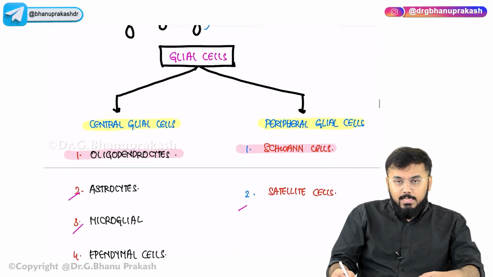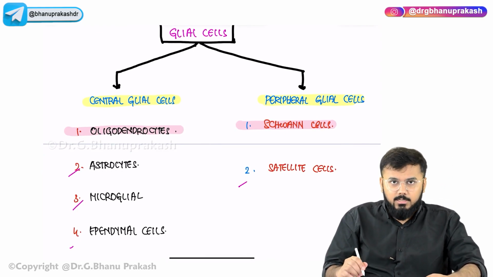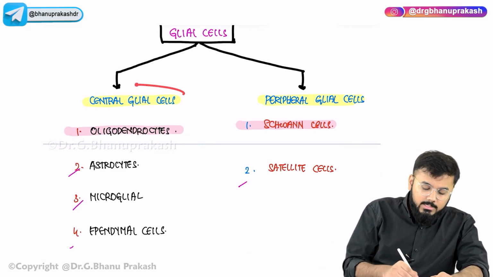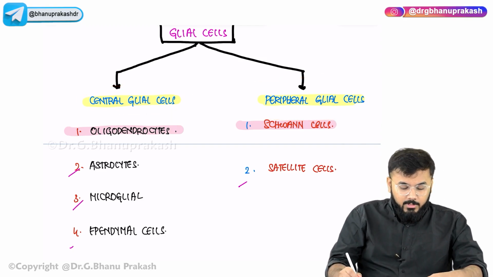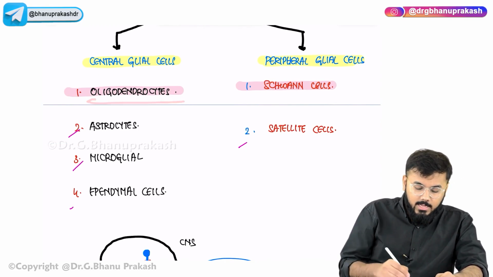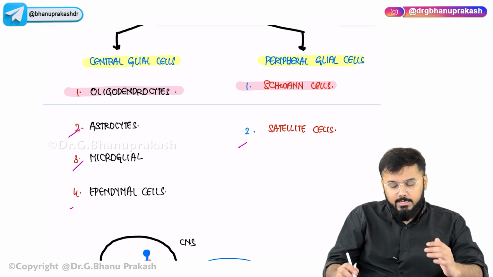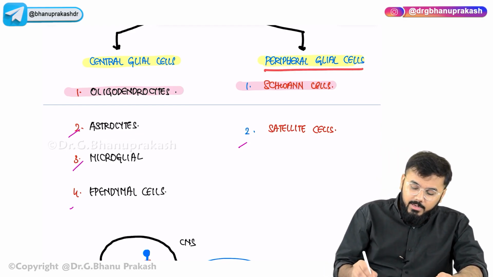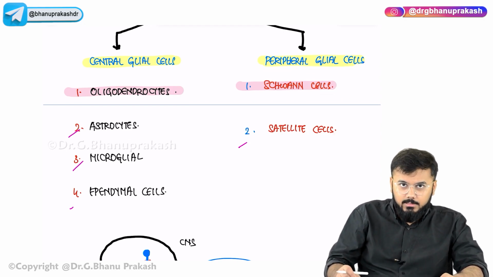Now coming to the glial cells, there are 2 different types of glial cells. Glial cells are specialized nervous tissue. One is called central glial cells, another one is called peripheral glial cells. Central glial cells are what? Central glial cells are oligodendrocytes, astrocytes, microglial cells and ependymal cells. These are all the central glial cells. Coming to the peripheral glial cells, Schwann cells and satellite cells are called peripheral glial cells.